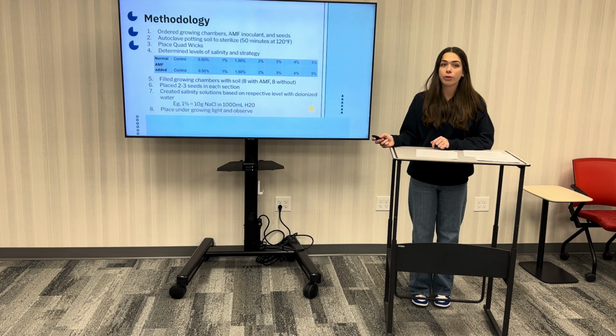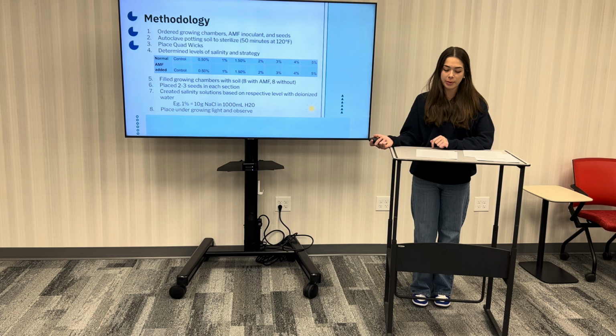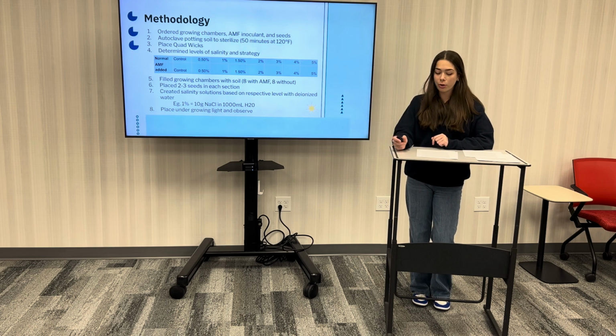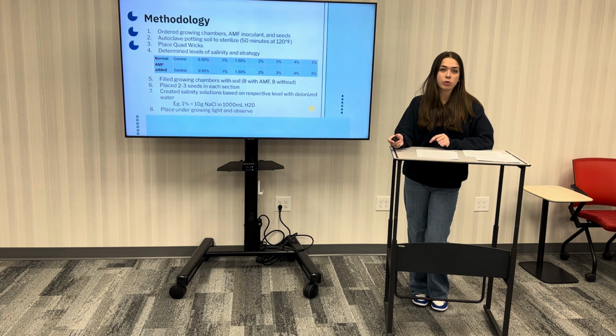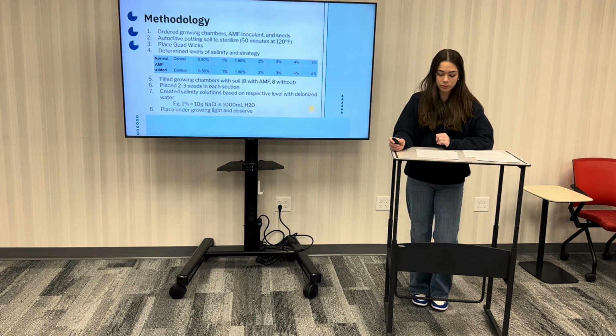Next, I will be going through the methodology of my experiment. To start out, I ordered growing containers for the plants, making sure they had holes in them so water could get to the plants and back to the water. I also ordered AMF inoculant that is normally used for farming to gain the best results for my intended goal, as well as ordering Rosette Dwarf Wisconsin fast plant seeds to plant in the soil.